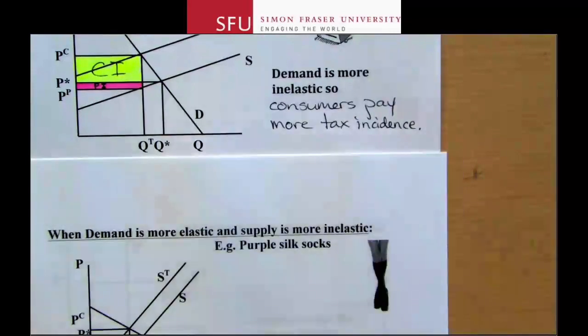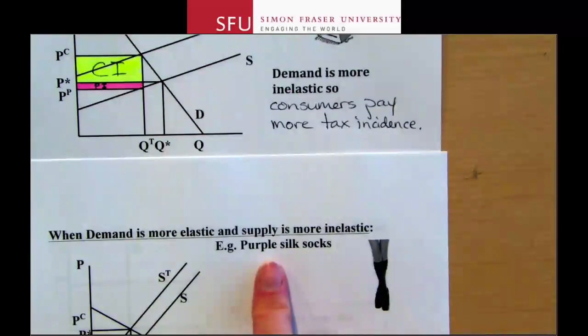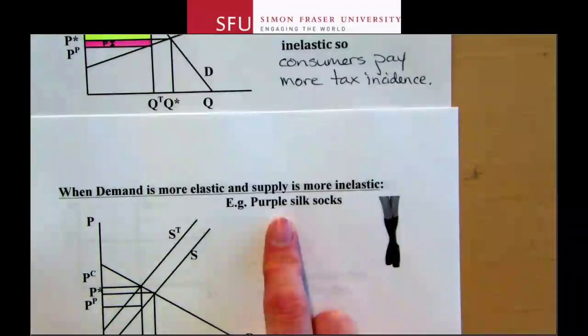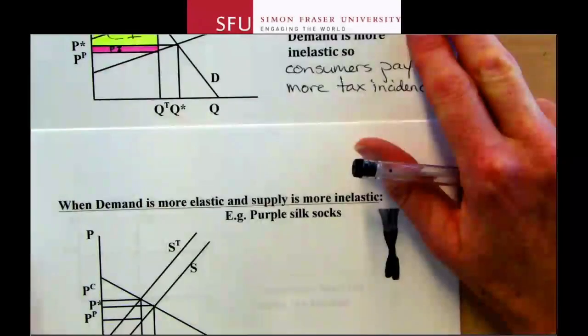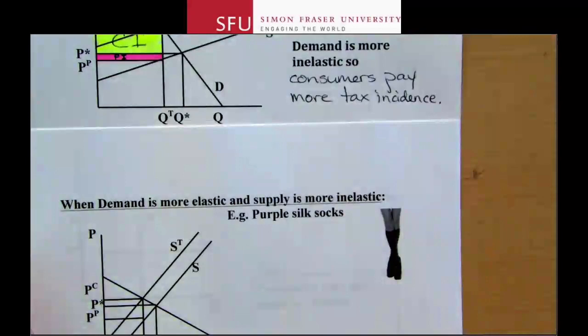Okay, the next example is something that's not necessary, purple silk socks. So the demand curve is now relatively flatter. And when the demand curve is relatively flatter, it means consumers are more price sensitive. The price can go up for them, but it won't go up as much because the demand curve is flatter.